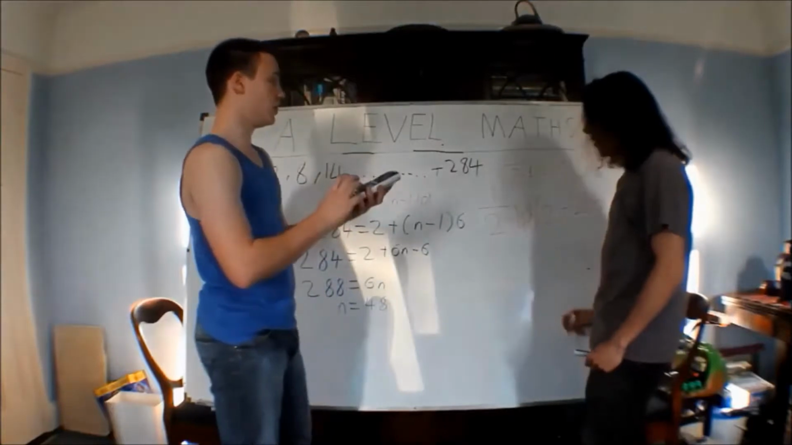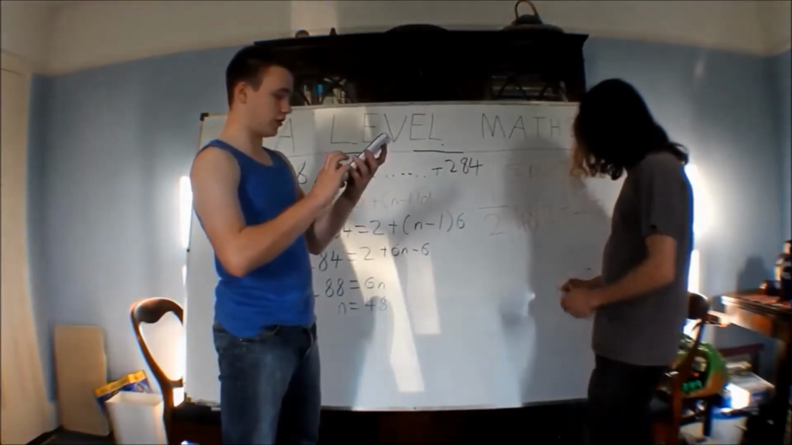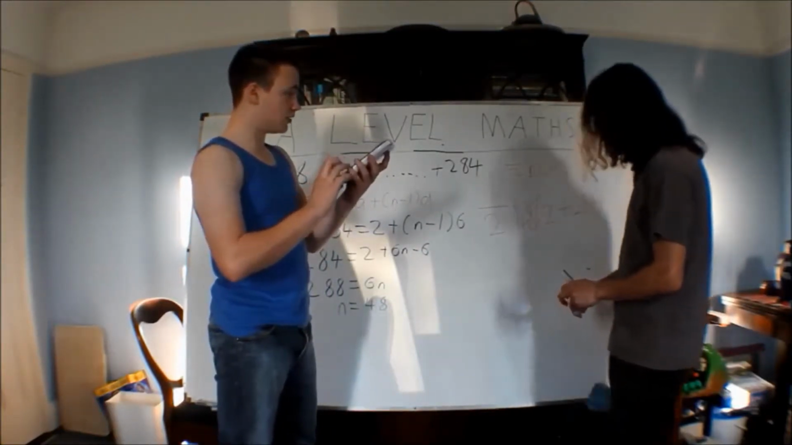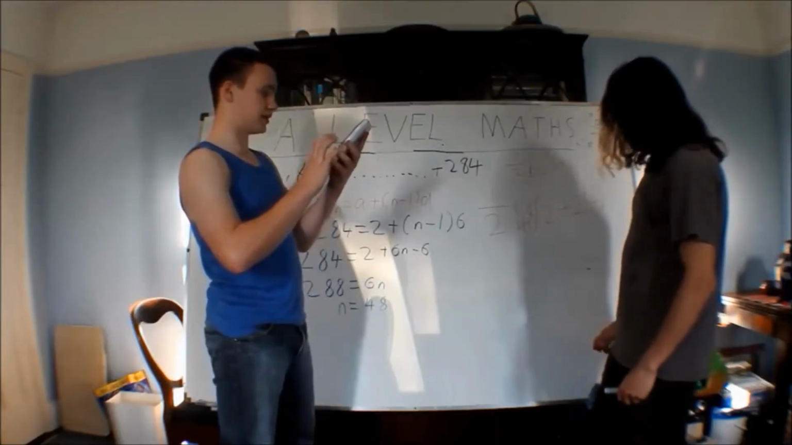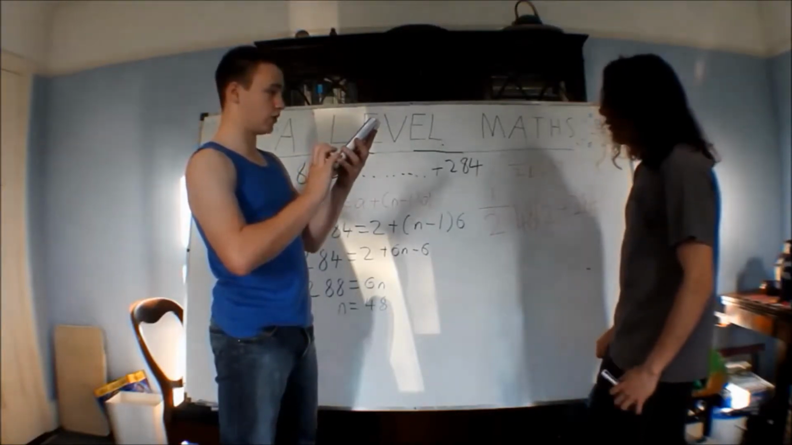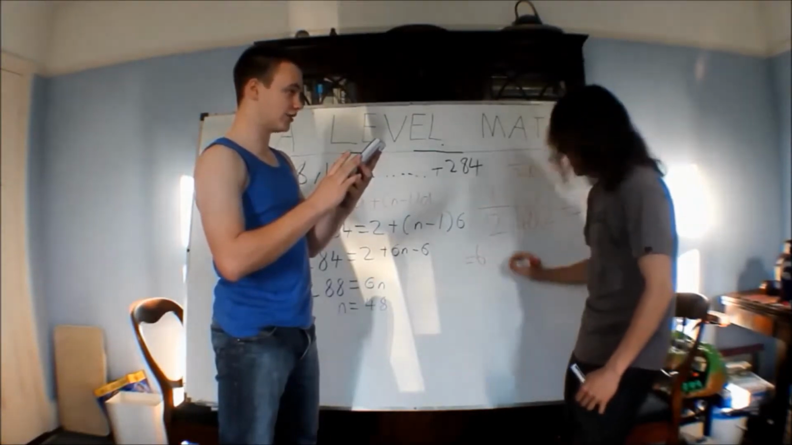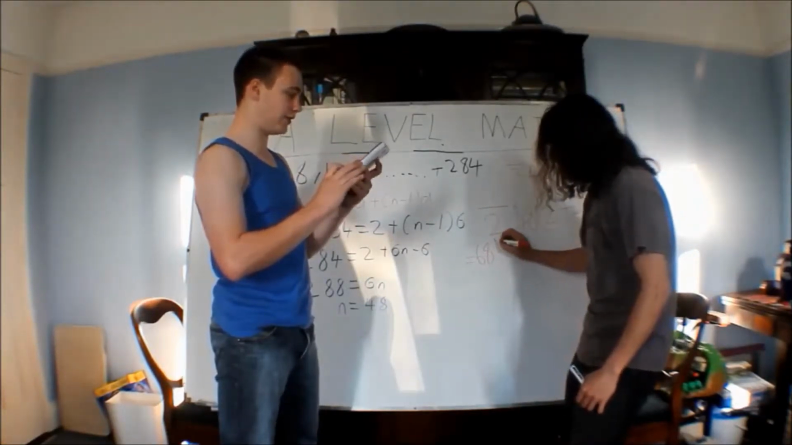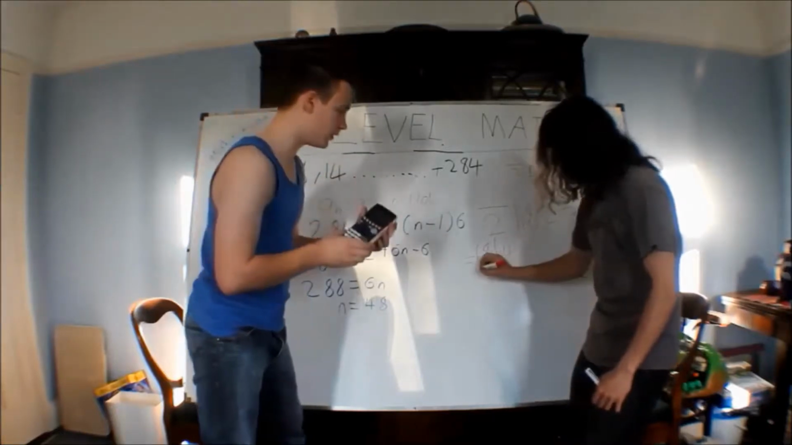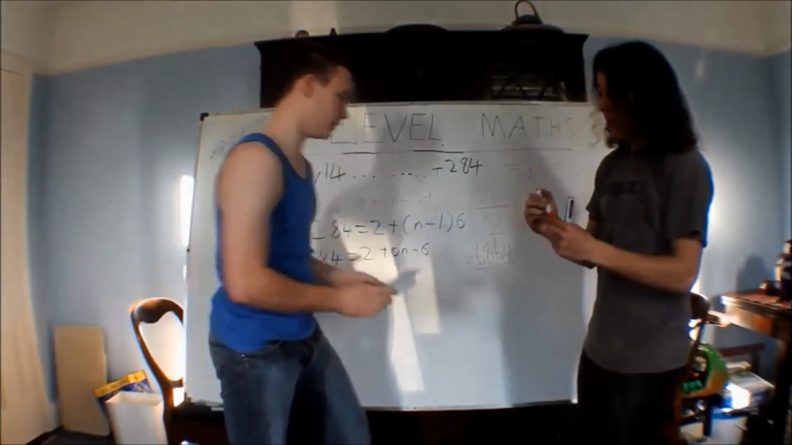So half of 48 is 24. 2 plus 284 is 286. Times by 24 is 6,864. And that is the sum of this series.